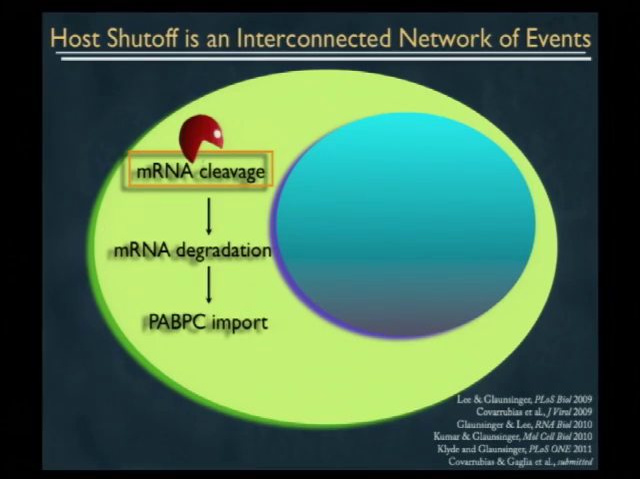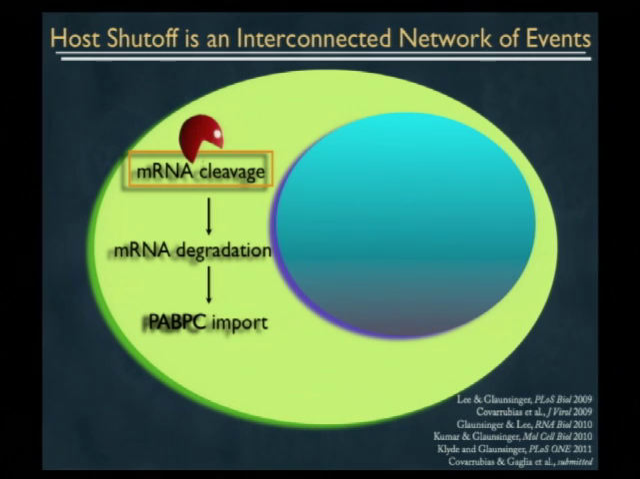One of these events that we've spent a lot of time studying is that cytoplasmic poly-A binding protein, which is normally bound to the poly-A tails of messenger RNAs, plays an important role in translation and messenger RNA stability, gets liberated from the 3' ends of these messages while they're undergoing this rampant degradation.